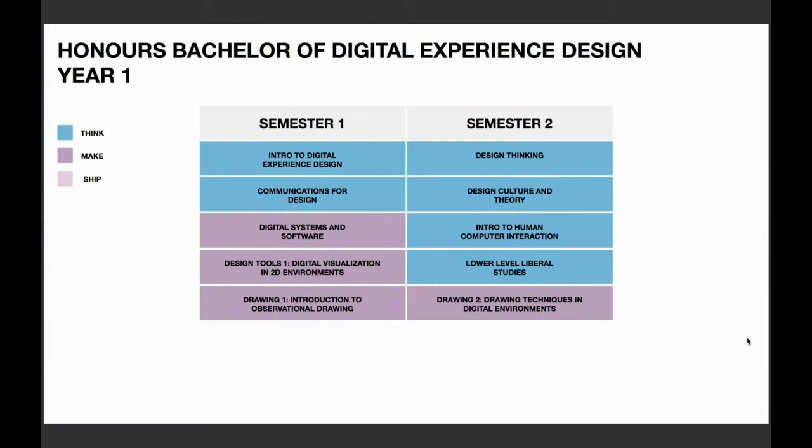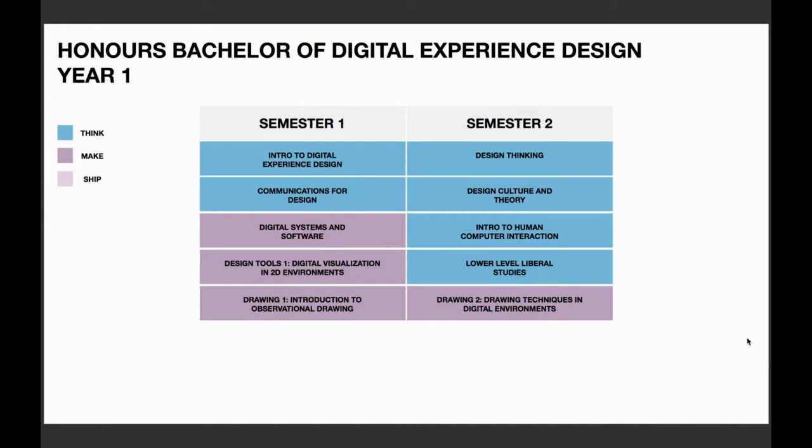And you'll see we have a few different series of courses. So we have Drawing 1, Drawing 2, we have Design Tools 1. Those will continue into the next semesters, and you'll see that we start with some basics and understand how to do digital design in 2D, then move to 3D. We start with observational drawing as a really basic skill for communicating ideas, and then move into digital environments. And then we have our Think courses, so design, culture, and theory, intro to digital experience design, where I give you a broad overview of the different disciplines that we touch upon.